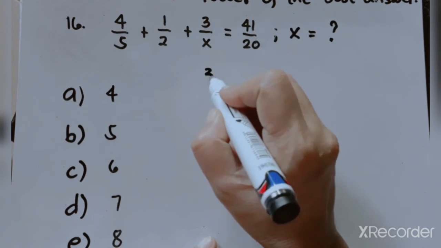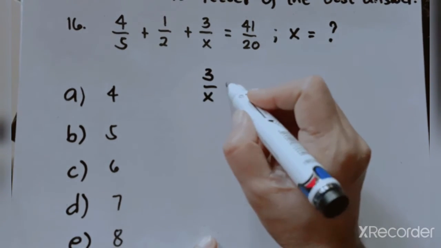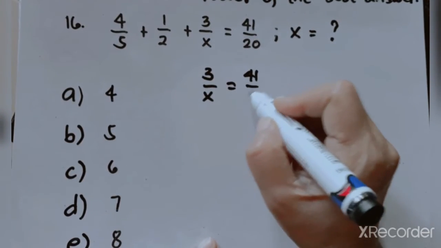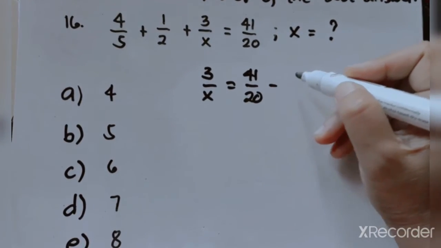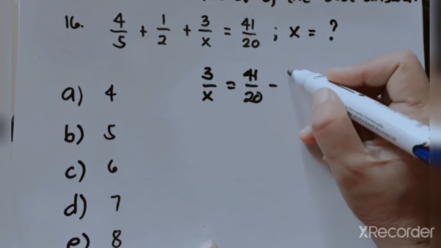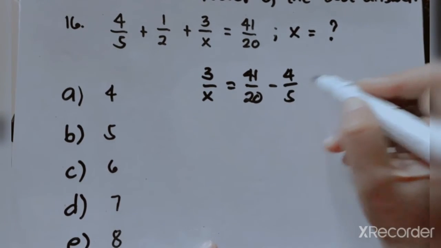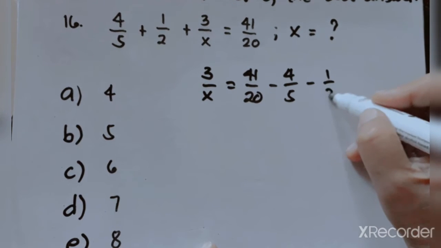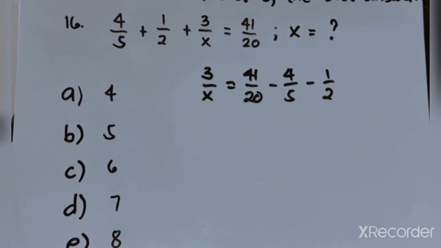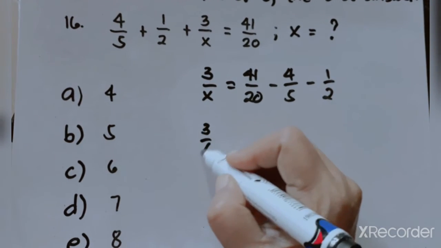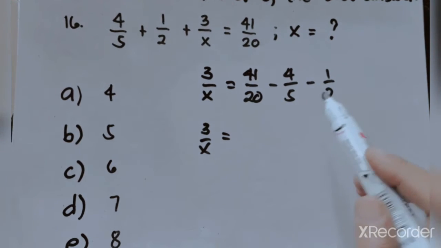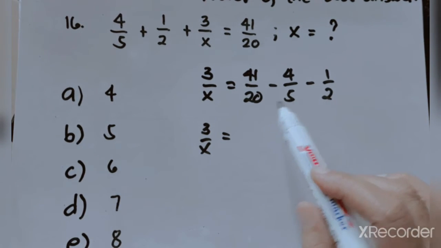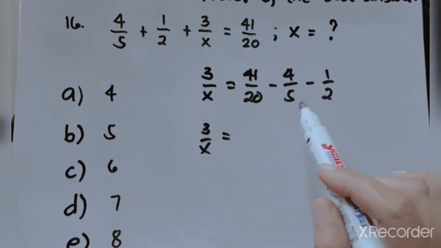So this equation will become 3 over x equals 41 over 20 minus 4 over 5. That's minus because you transpose it to the opposite side. So 4 over 5, and also your 1/2 will become negative 1/2 rather. Okay, 3 over x equals... your LCD here is 20 because it's divisible by both 5 and 2.